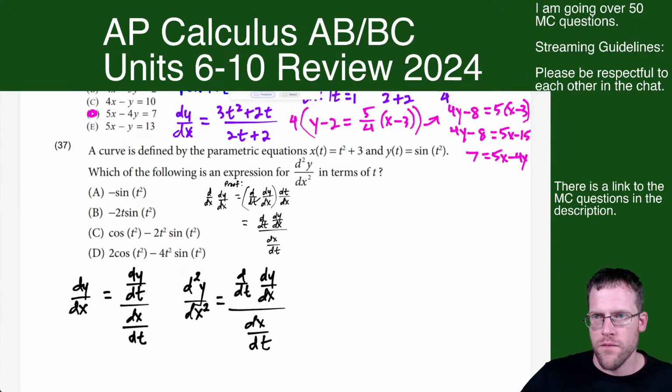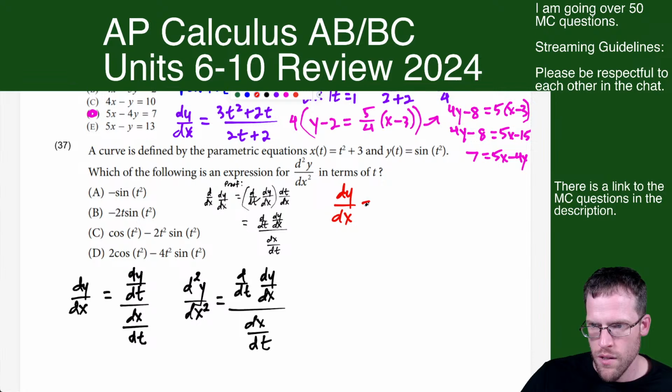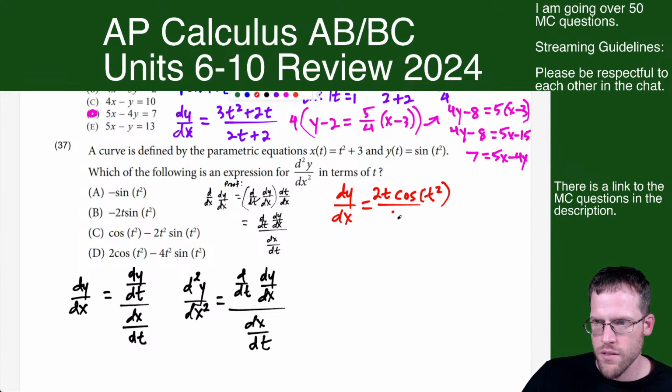All right, so now let's go ahead and find what we need. So dy/dx is the derivative of y over the derivative of x of t. So I have to use the chain rule. I get the derivative of the outside is cosine t squared, derivative of the inside is 2t. The derivative of x of t is 2t, and it cancels nicely. Just cosine of t squared.